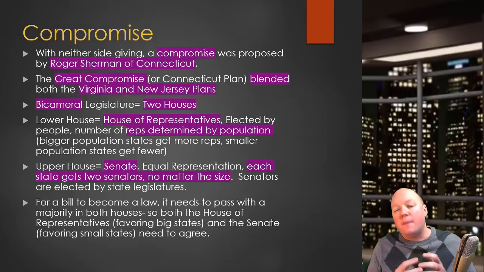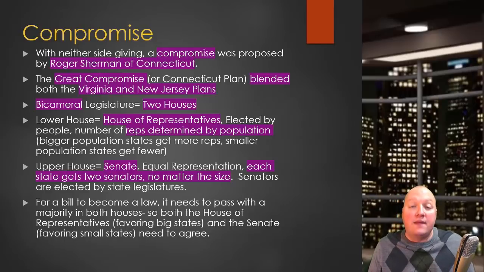We have taken the best ideas of the Virginia Plan and the New Jersey Plan, the plan that's good for the big states and the plan that's good for the small states, and we've merged them together into one new plan that is agreeable to both. This is how our government was created. This is how it still works today with the House of Representatives based off population.